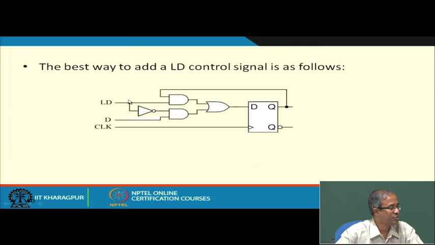If load is 0, then D is selected, that means you are loading. If load is 1, then Q is selected, which means no change. So, whatever was stored, that same value will get stored again. Okay. So, this is a very safe way of incorporating the load feature in a flip flop which does not have a load input, right. Okay.